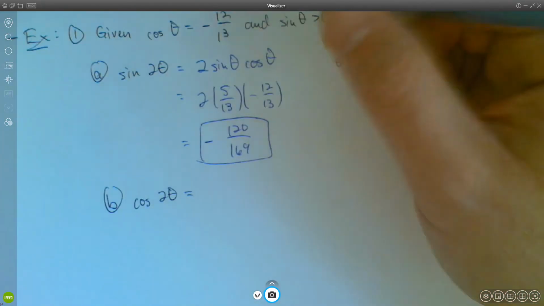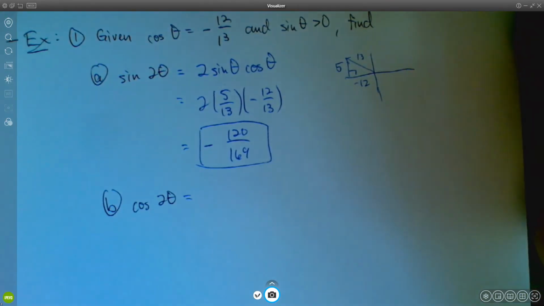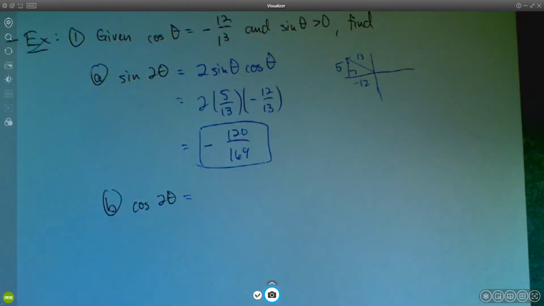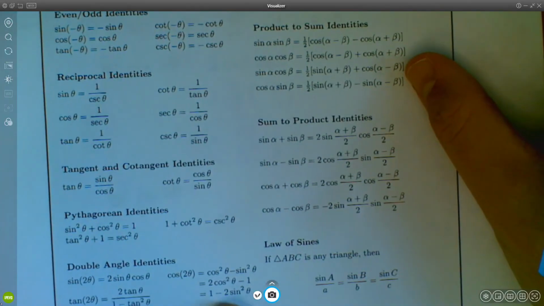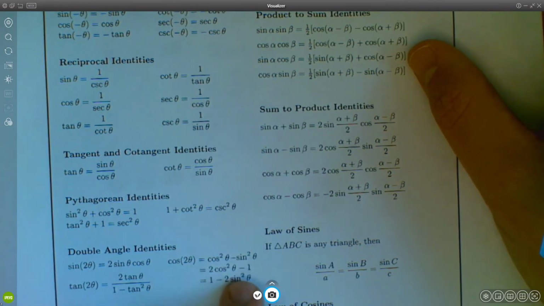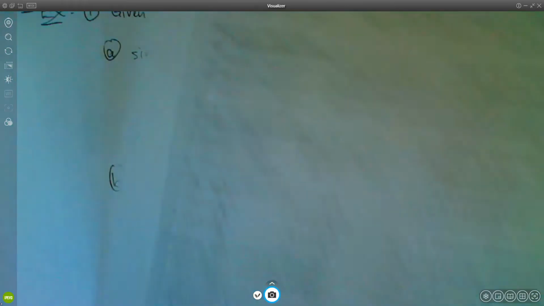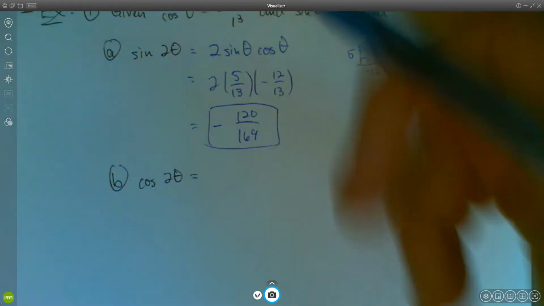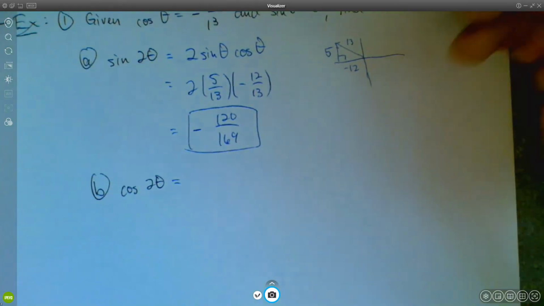Especially since we were given cosine theta. So I'm going to use the version of this identity for cosine 2 theta that only uses cosine theta. That way I don't have to find anything else. Of course, I've already found sine theta, right? So I guess it wouldn't be too much of an issue to do one of the other two. But I like this middle one because it only uses the information I was given. And so that means that there's less room for human error.